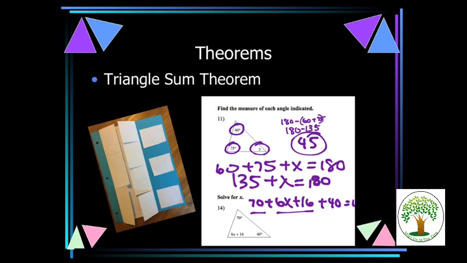Let's see, 70 and 40 and 16 added all together is 126. Equals 126, not plus. Subtract that 126.